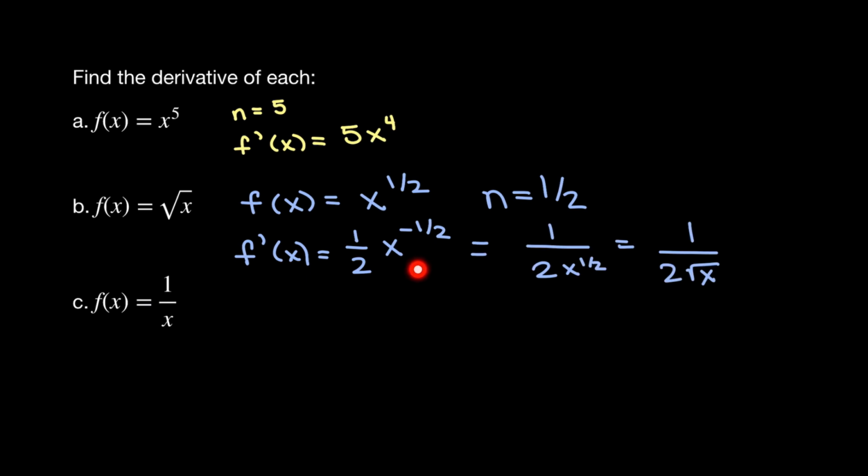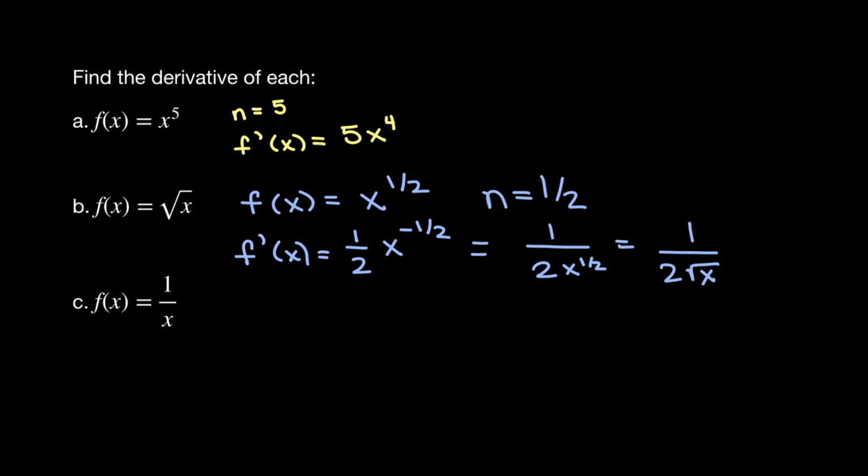And we can rewrite this x to the negative 1/2 as 1 over x to the 1/2. So when we have negative exponents, sometimes it's really convenient to bring those terms down to the denominator and make that exponent positive. So this derivative can also be written as 1 divided by 2x to the 1/2 or 1 over 2 root x. All three of these answers on my bottom line are correct. The form of the answer is going to depend on the directions or what you're trying to do with the derivative next.